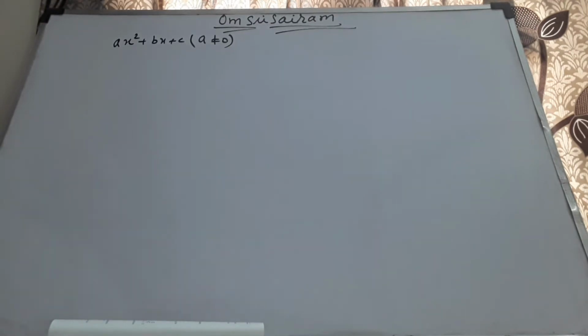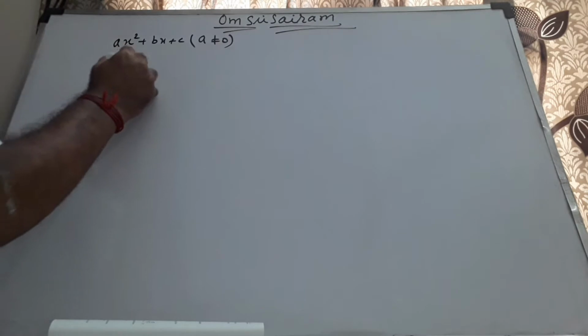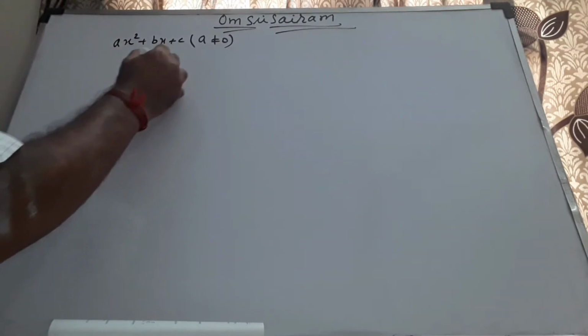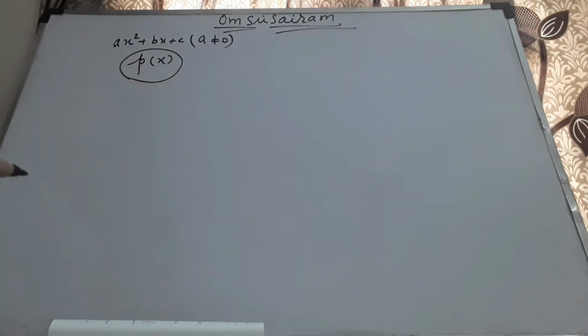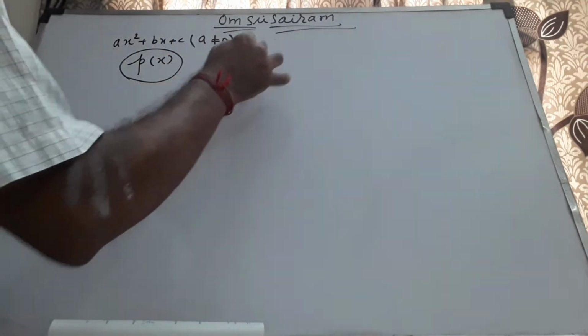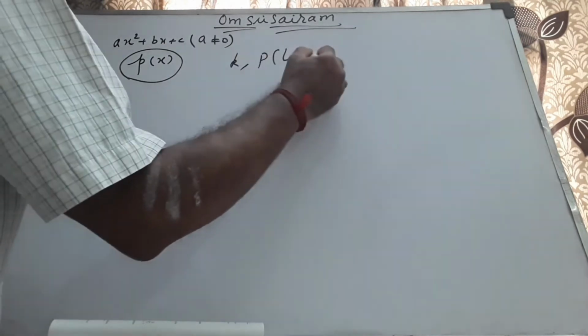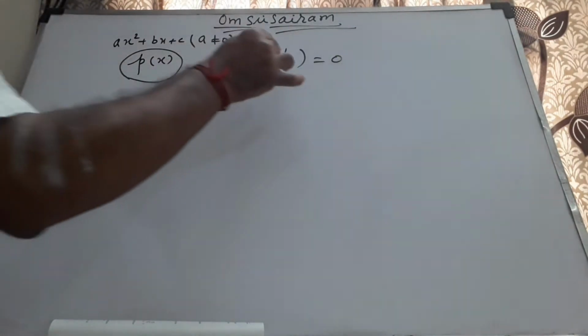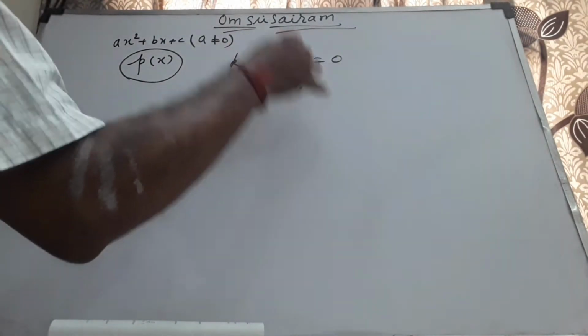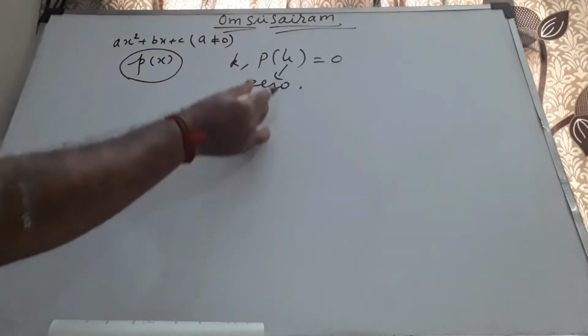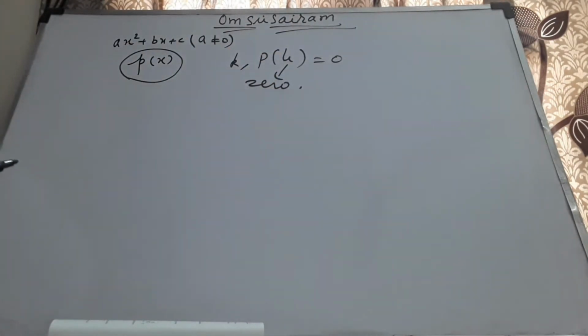In general, if you are given a polynomial p of x, and for a number k, p of k is equal to 0, I need to say k is a zero of the given polynomial. If k is real, we call it a real zero. If k is not real, it is called a complex or unreal or imaginary zero.